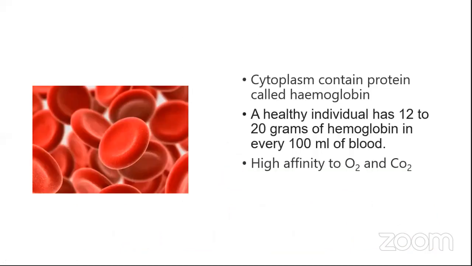Any deficiency in the red blood cells or hemoglobin is called anemia. Okay, what is anemia? Anemia is a deficiency of the red blood cells or a reduction in the amount of hemoglobin. Any question about the red blood cells? Do you have any question?